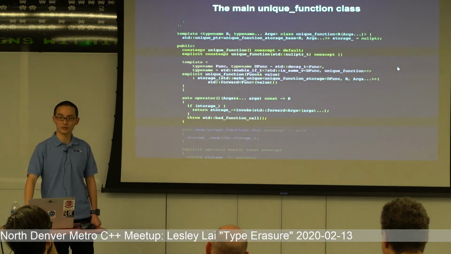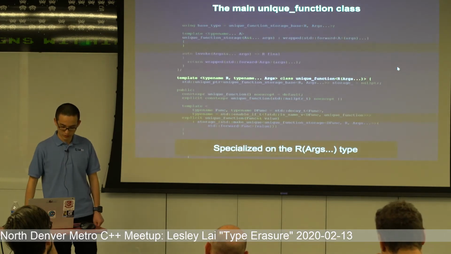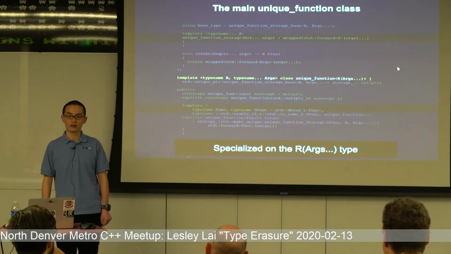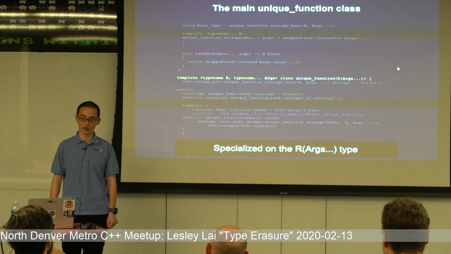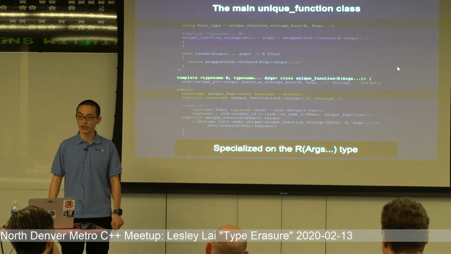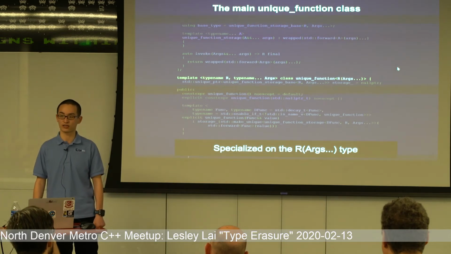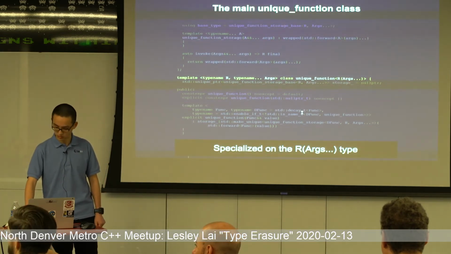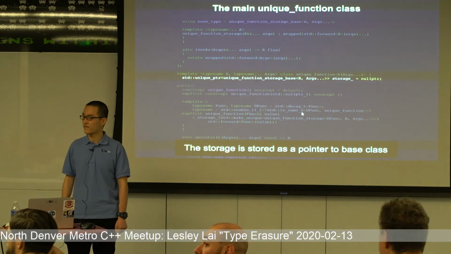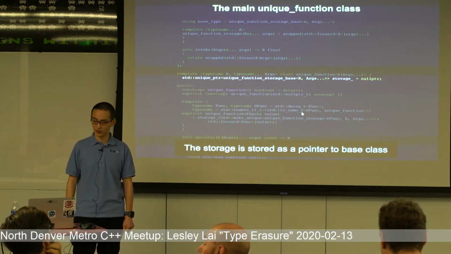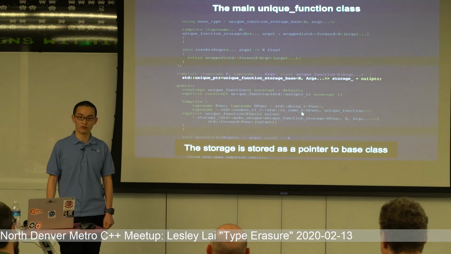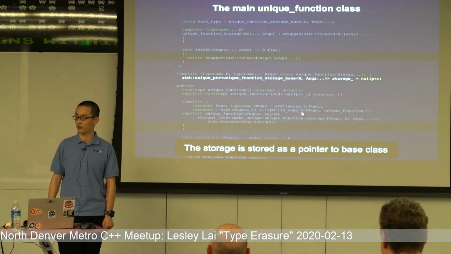I don't show all the parts of the class because some parts are not that important. So first, our unique function class is specialized on the R(Args...) type, and the default class is left unimplemented. That way we can only use unique function in that syntax, just like std function. A virtual function can't be a template function. Then we have this storage as a pointer. So now we can see why we don't need to define move in our storage, because we use it as a pointer.